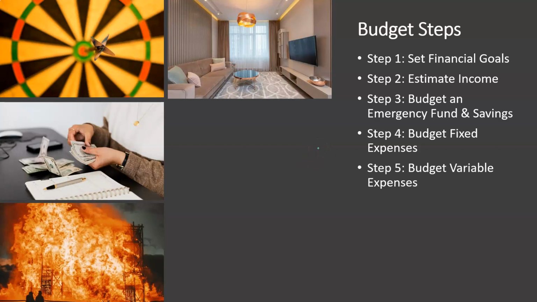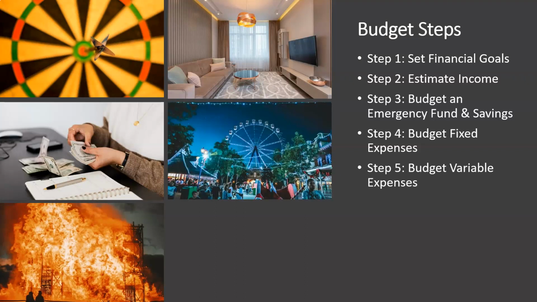Step 4, budget fixed expenses. Step 5, budget variable expenses. Now, you don't have to break out your expenses between fixed and variable, but it might help you to do so for a couple different reasons.